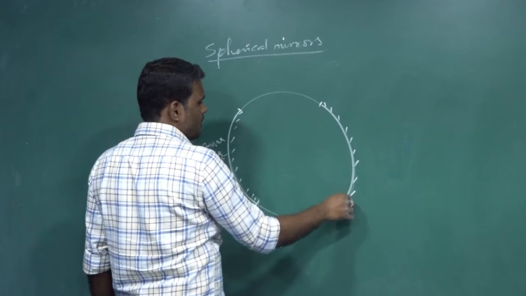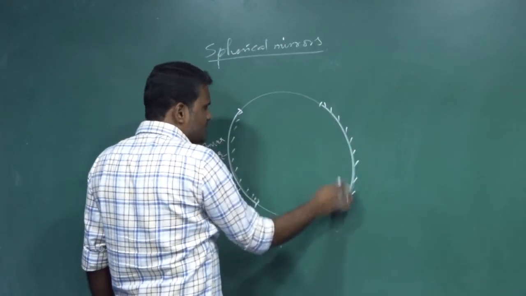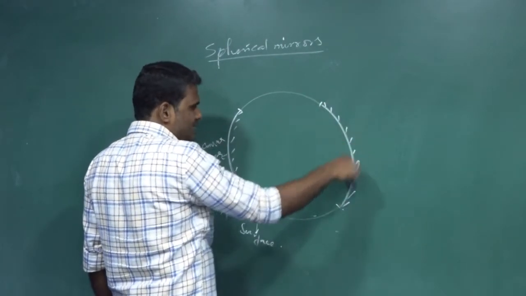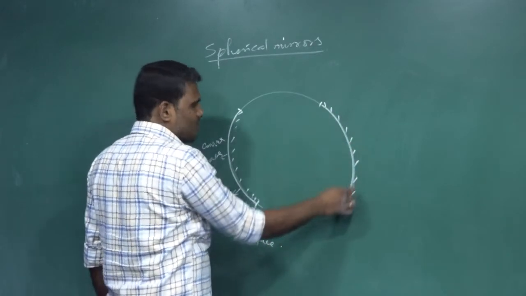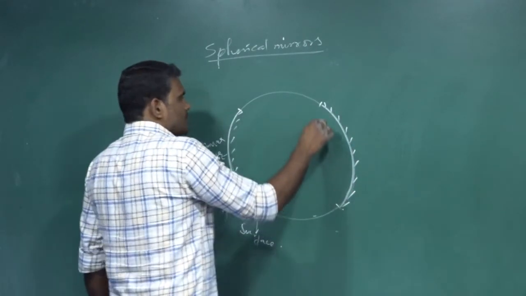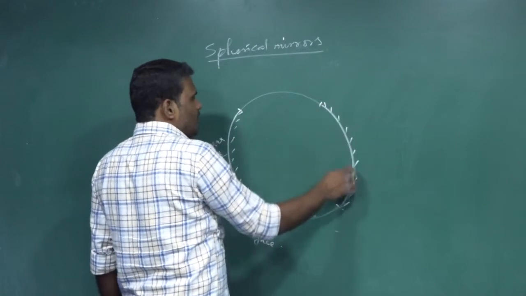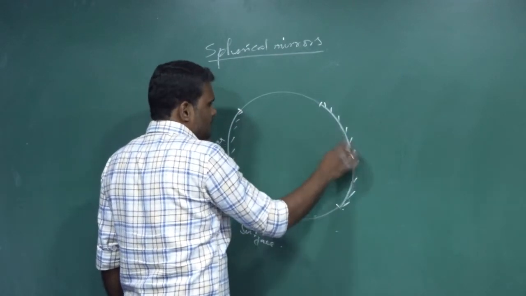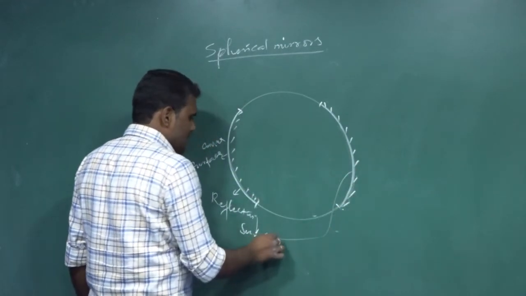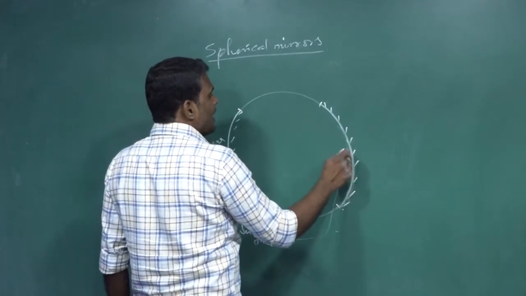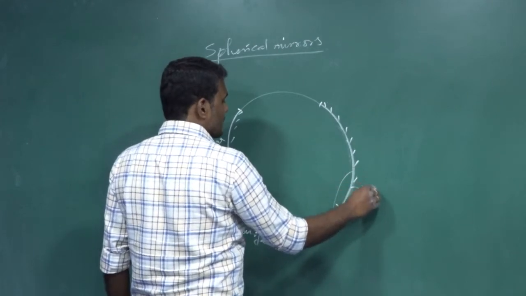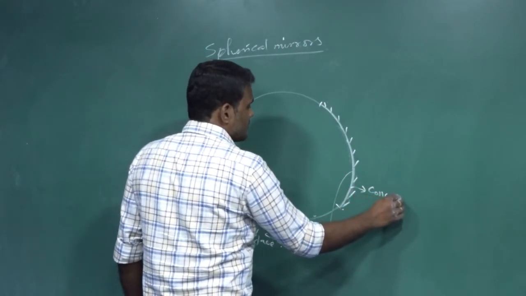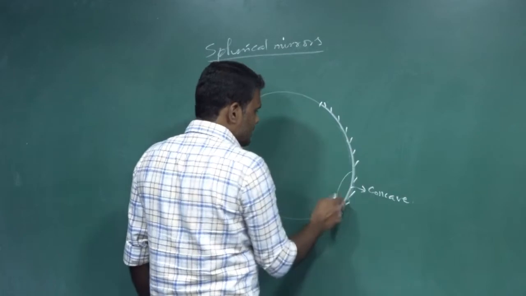If the outer surface is polished, instead of showing a polished surface, I am just showing dashed lines which indicate that this surface is polished. So this is silvered. So the inner surface is the reflecting surface for this particular mirror, and this mirror behaves as a concave mirror.